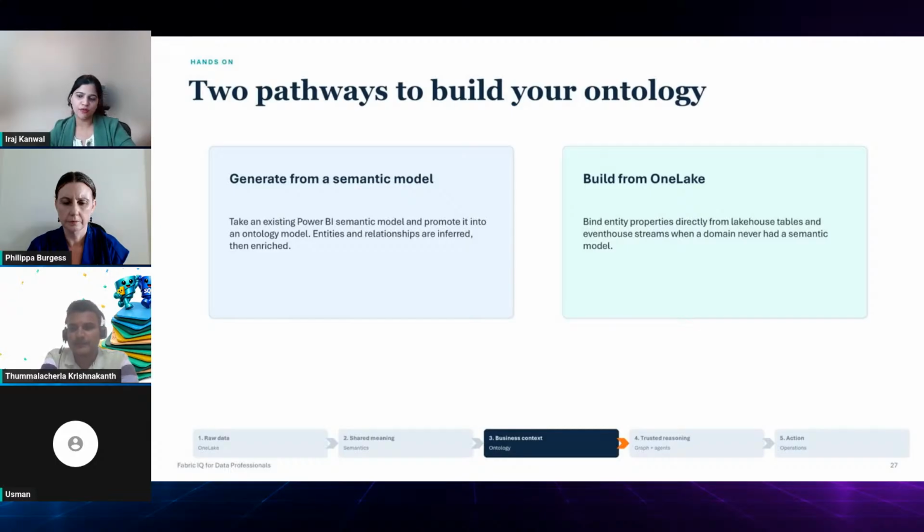This is useful when the domain is not already represented by a mature semantic model, or when real-time and operational data lead the use case. For example, if your use cases start with event house telemetry or operational logs, you may bind entity properties directly from those sources. So most real organizations can have a hybrid approach, which means they can have the existing semantic models that provide the business metrics foundation, and OneLake and event house sources that provide more operational and live signals.